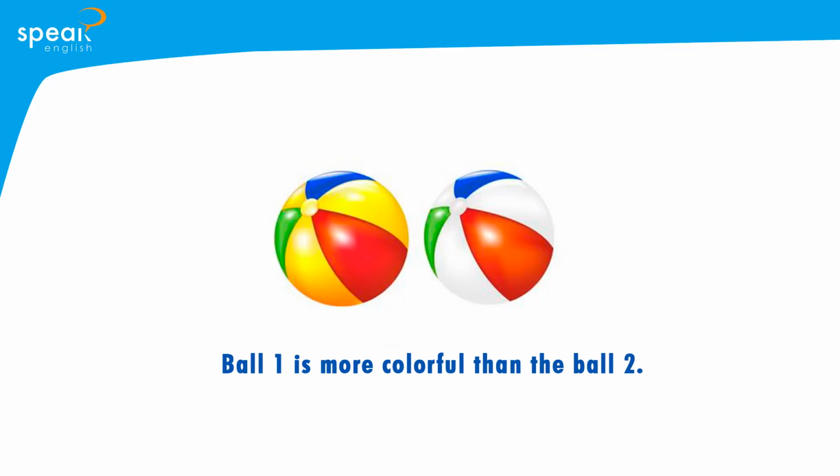We use superlative adjectives when we want to compare one object to more than one object. Let me show you some examples. Here you have two balls. In this comparison, you will use a comparative adjective. Ball number 1 is more colorful than ball number 2. Remember, comparative adjectives, only two objects.